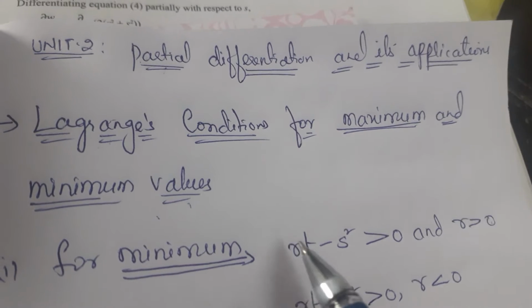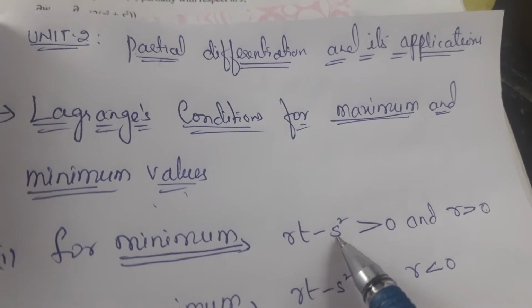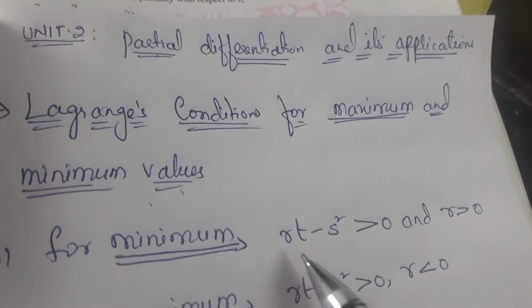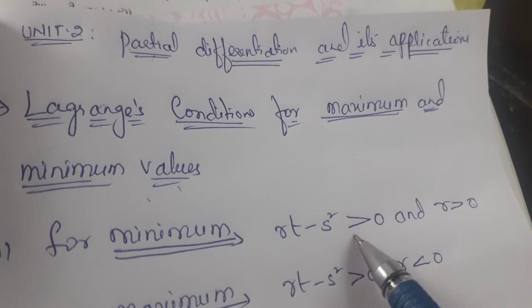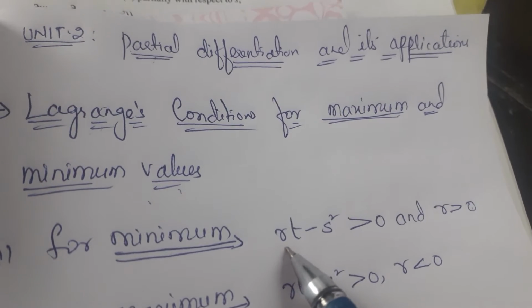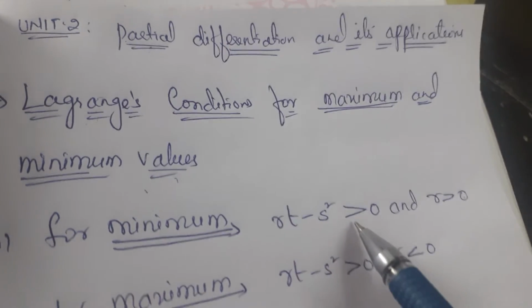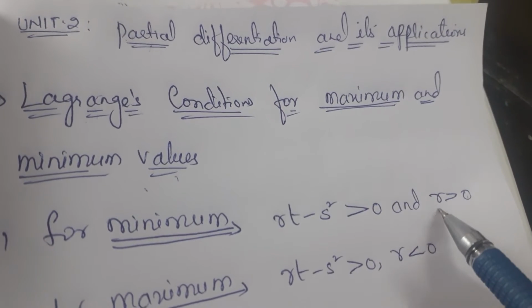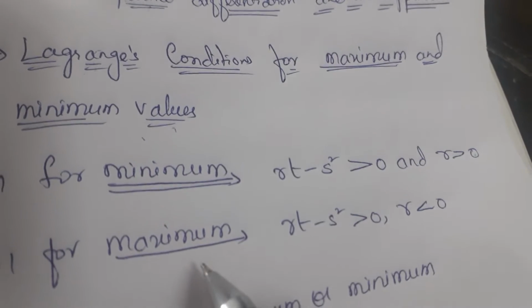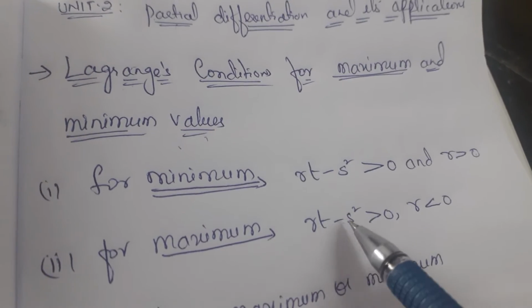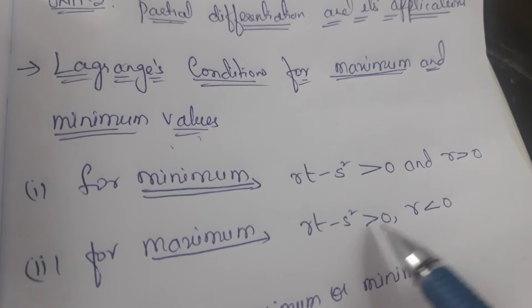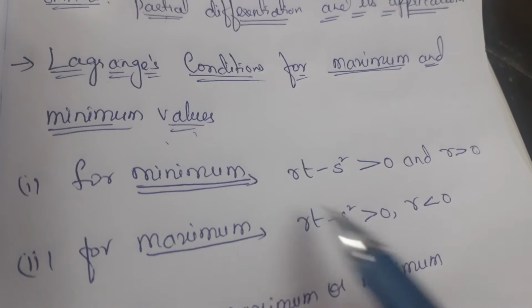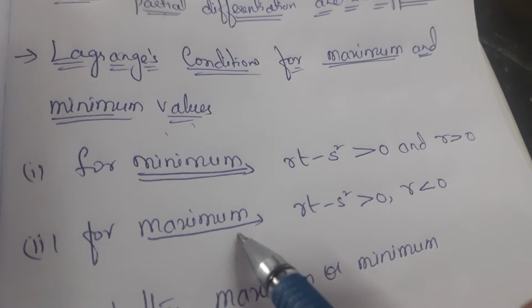For minimum value, we have the formula RT minus S square is greater than 0 and R greater than 0. That means the value we get after substituting R into T minus S square is greater than 0, that is a positive value, and R is also greater than 0. In the same way, for maximum value, RT minus S square is greater than 0 and R is less than 0. If R is greater than 0, we have a minimum value. If R is less than 0, we have a maximum value.